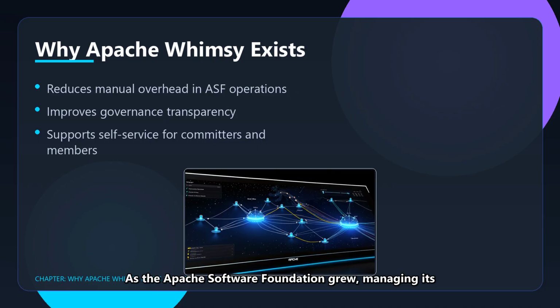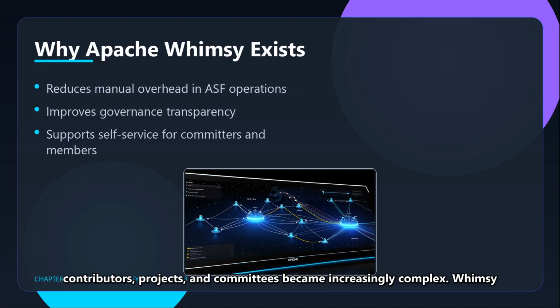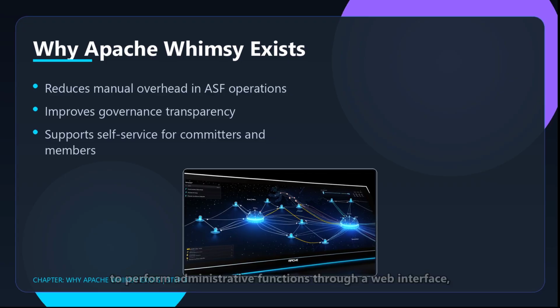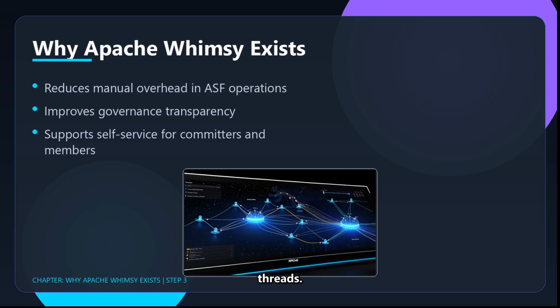As the Apache Software Foundation grew, managing its contributors, projects, and committees became increasingly complex. Whimsy was built to automate these tasks, allowing members to perform administrative functions through a web interface instead of relying on manual help or email threads.